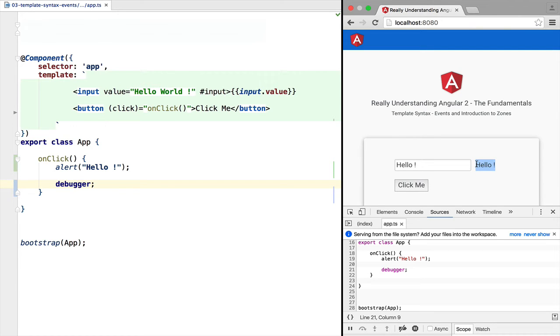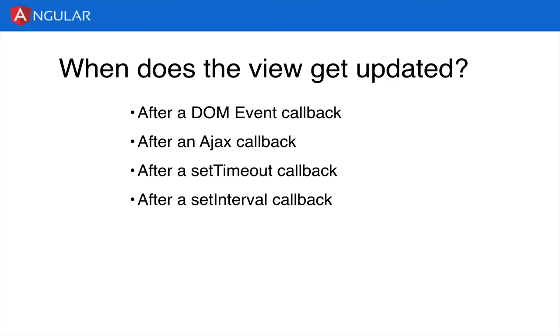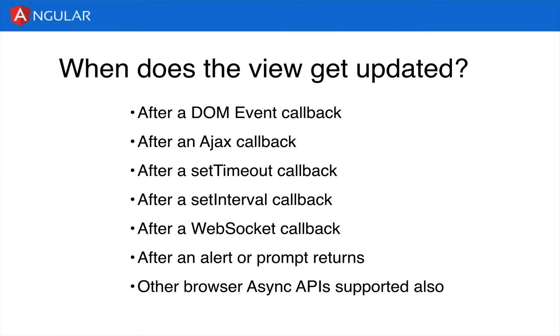But somehow, Angular found a way to update the view between this moment and the moment that the browser has control again. How can it be? Because there is no code after this point. How does this work? The view gets updated after these occurrences. A DOM event, an AJAX callback, set timeout gets triggered, set interval all the same, a WebSocket callback is called, an alert like we saw, or a prompt, and other browser async APIs are called.